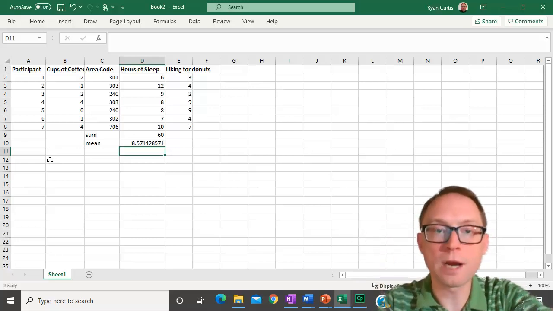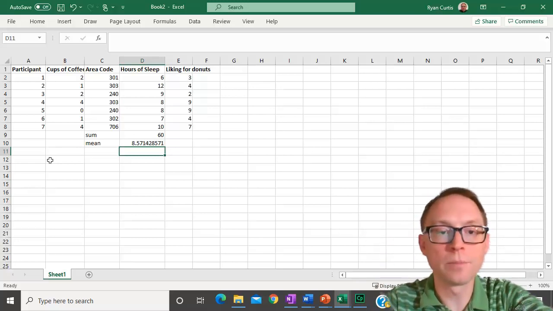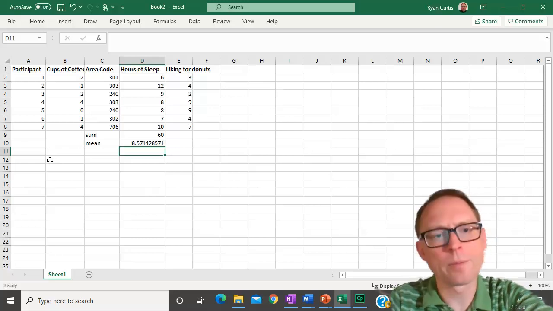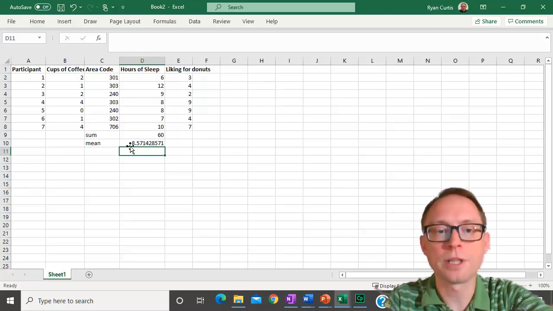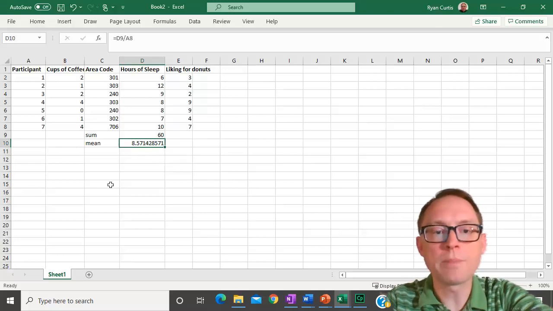I gave this to you in a previous chapter. It was a sample. I think I told you a sample of ninjas. I can't remember what I told you. Anyway, it's a sample. So that means that this number, 8.57, is x bar.